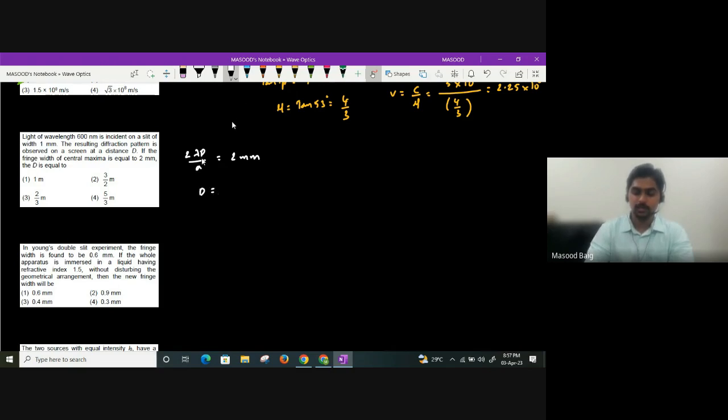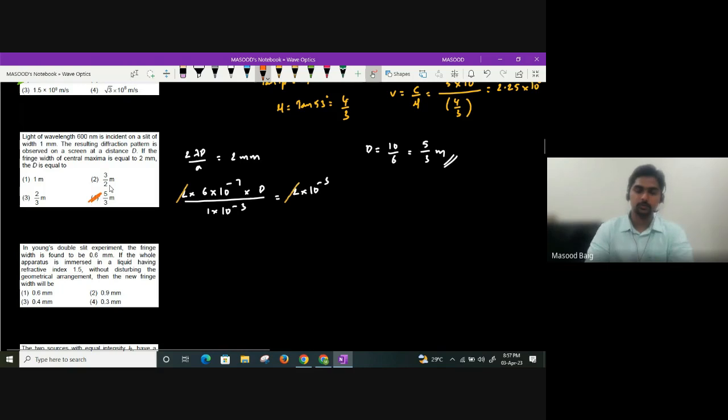So I can write it as 2 into 600 nanometer, which is 6 into 10 power minus 7 meters, into capital D. The a value is given as 1 mm, so 1 into 10 power minus 3 should be equal to 2 into 10 power minus 3. So we can cancel this 2 and 2. 10 power minus 6 you will get. So D value as 10 by 6 you will get, which turns out to be how much? 5 by 3 meters. Clear?